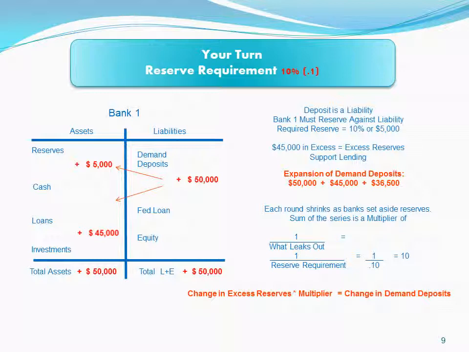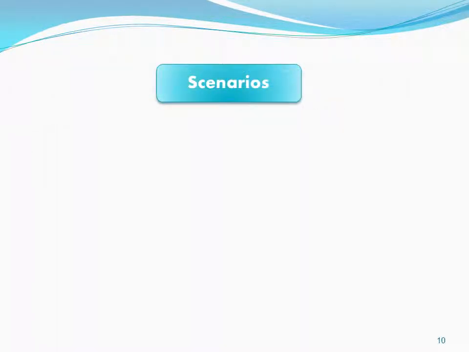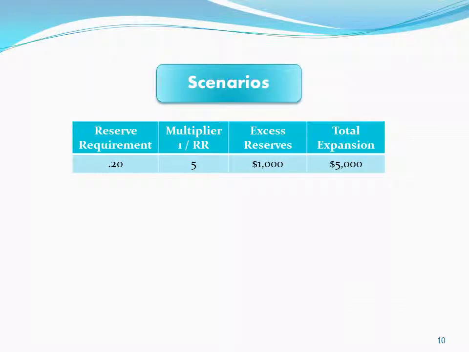Here, our simple equation: the change in excess reserves times the multiplier equals the change in demand deposits. So change in excess reserves of 45,000, multiplier of 10, change in demand deposits 450,000. Okay, this is quick, but you can review it several times to get the hang of it. And we could look at some scenarios just to understand the mechanics of it.